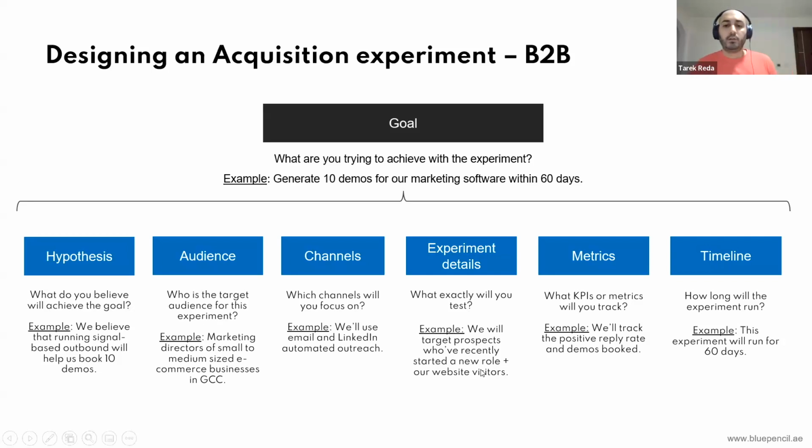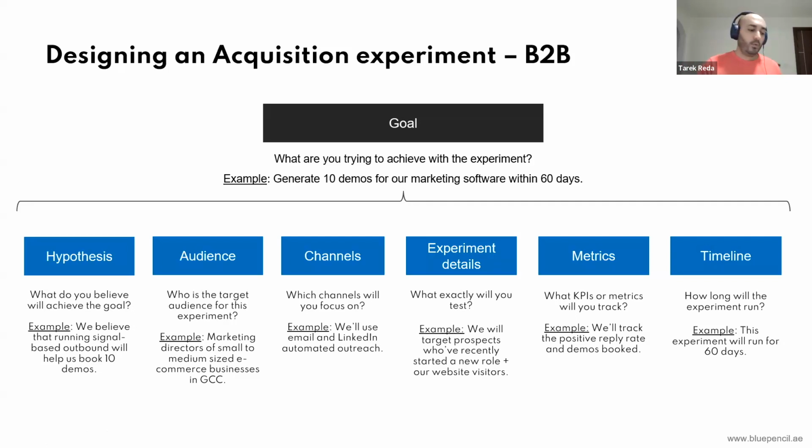The details: we will target prospects who've recently started a new role, and also we will target website visitors. So de-anonymize website visitors and reach out to them on both LinkedIn and email, using tools like Clay or Trigify or RB2B and these guys. The metrics here are that we will track the positive reply rate and demos booked. And finally, the timeline is 60 days. Okay, so again, just an example here for both B2C and B2B.